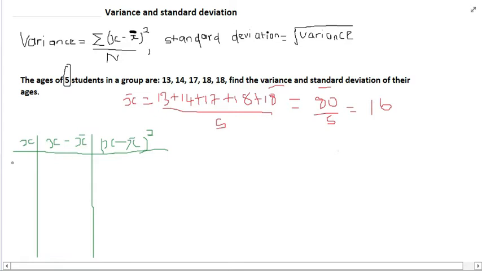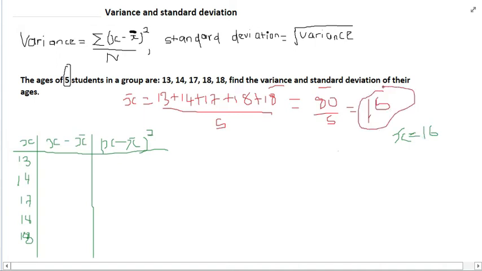Then for their ages, we have 13, 14, 17, 18, 18 again, and 18 again. Then x minus x bar. Remember the x bar, which is the mean, is 16.